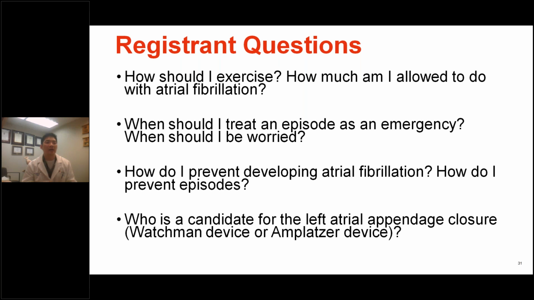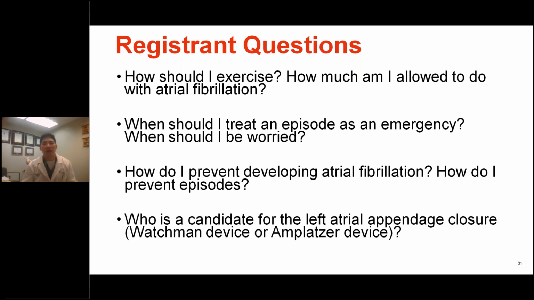But if you are in an episode of atrial fibrillation and you are feeling dramatically unwell, then you should seek medical attention so that they can try to get the atrial fibrillation episode under better control quickly so that you are feeling better more quickly. So let me give you a couple examples.